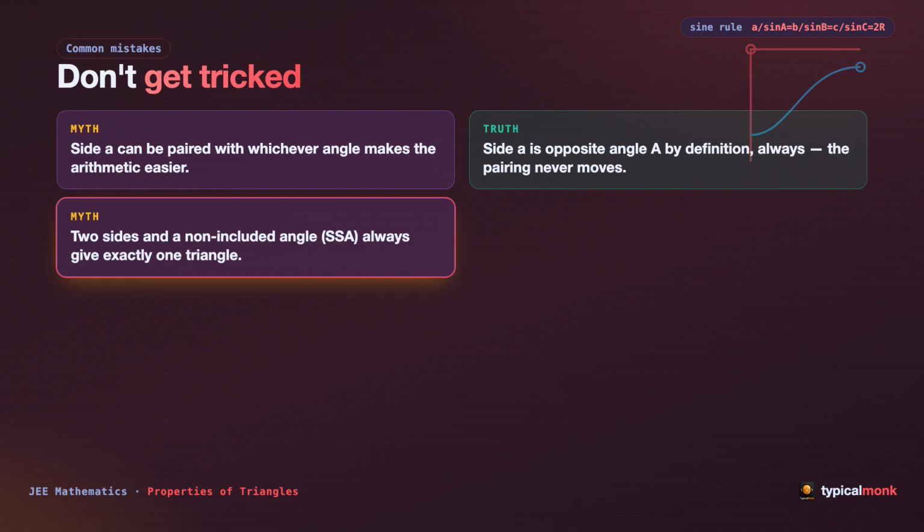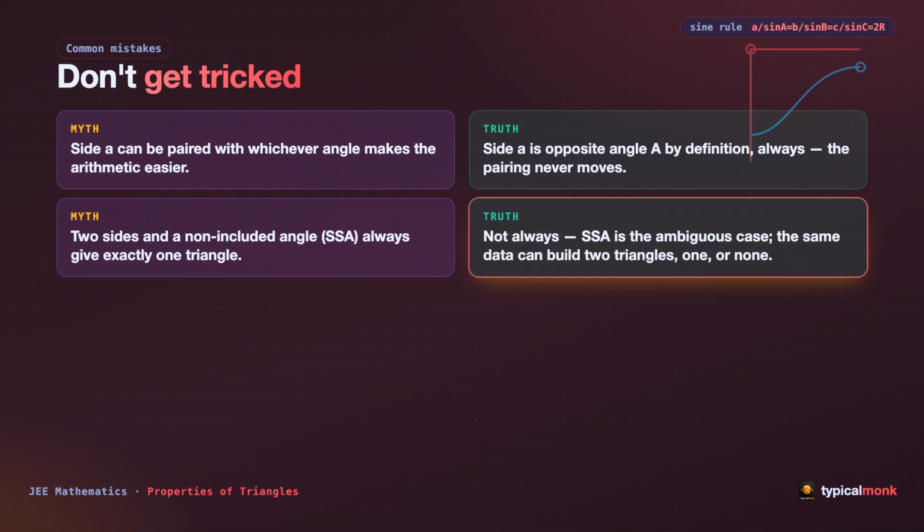Myth 2. Two sides and a non-included angle always describe exactly one triangle. Surely the numbers can only fit together one way? The truth, this is the ambiguous case. The very same two sides and angle can be two different triangles, or only one, or sometimes none at all. You must check which every time before you commit to an answer.